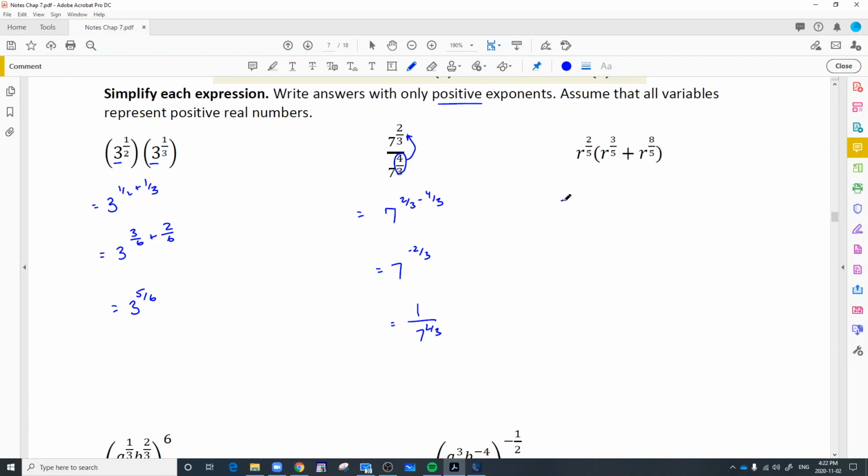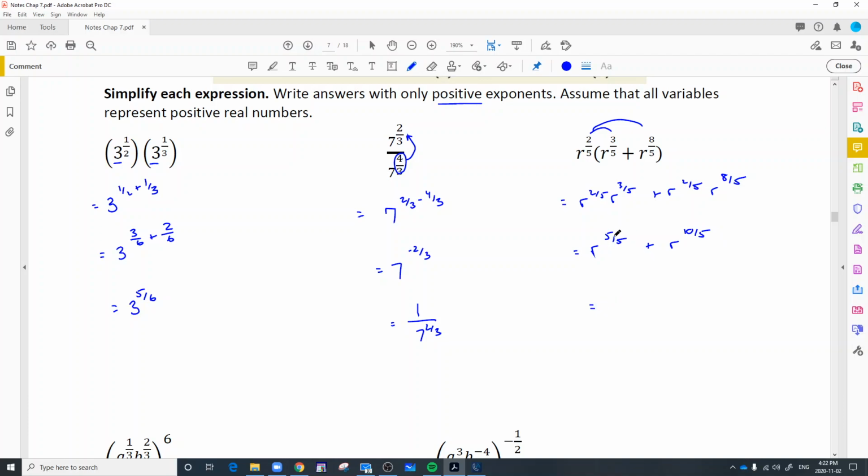All right, this next one, we have the distributive property. So we're going to distribute r to the 2/5 through. So you get r to the 2/5 times r to the 3/5 plus r to the 2/5 times r to the 8/5. Now you can apply your multiplication exponent rule. So when multiplying powers of the same base, you can add the exponents. 2/5 plus 3/5 is 5/5. And then 2/5 plus 8/5 is 10/5.